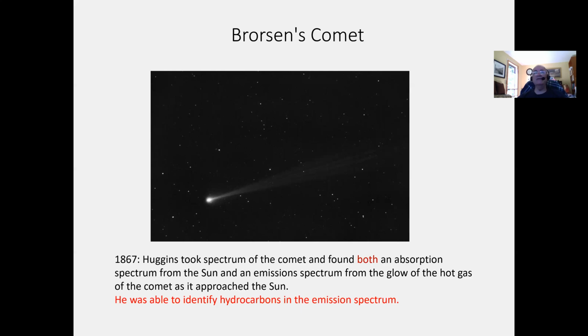By 1867, the chemists were beginning to develop the spectra in the lab of all kinds of materials, compounds and even organic materials. And he was able to identify a hydrocarbon emission spectrum in this comet. So quite remarkable that we started to get these kinds of elements out in space.